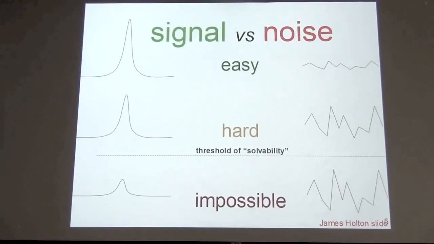Okay, so start with signal versus noise. We all like to have a strong signal on a small background of noise, but as we all know, to high resolution, the ratio becomes much less favorable, and at some point we reach the resolution or the data quality where it becomes impossible to extract the signal from the noise. This is just taken from James Holton, because it's so easy to understand.